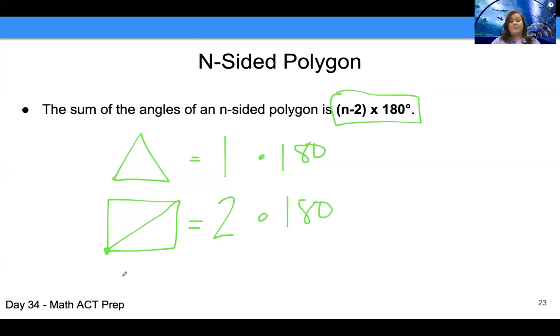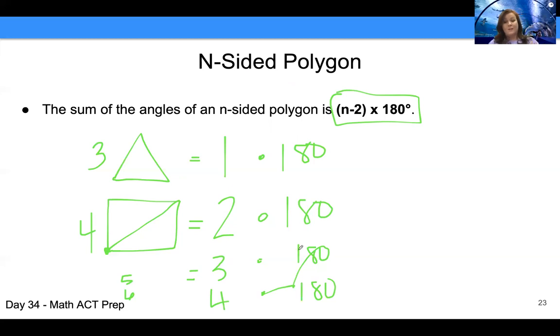And if we go to a 5-sided, 6-sided figure, you're going to see there's a huge pattern here. And so this is where we get our formula. The number of sides is 3, and 3 minus 2 gives me 1 times 180. 4 minus 2 gives me 2 times 180. 5 minus 2 means I've cut it up into 3 triangles times 180. 6 minus 2 gives me 4. I can cut a 6-sided figure up into 4 triangles. And that's where that formula comes from.